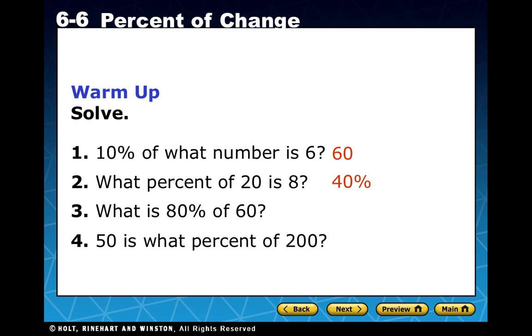So you might have 80 over 100 equals n over 60. And you would have gotten 48. 50 is what percent of 200? And you would have gotten 25% for that.